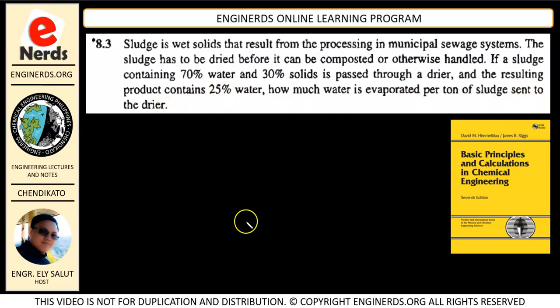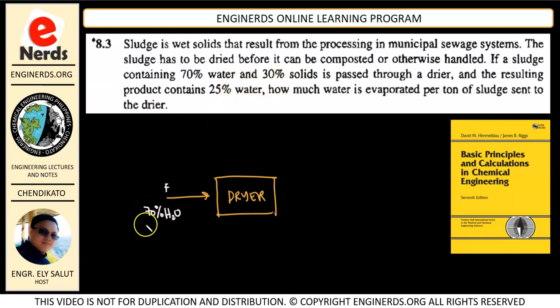So first, let us draw yung process natin. No? So we have a dryer right here. And so we are feeding our sludge from here. So let's name our feed as F, so we could understand clearly kung anong stream yung pinag-uusapan natin. And it says to contain 70% water and 30% solid.